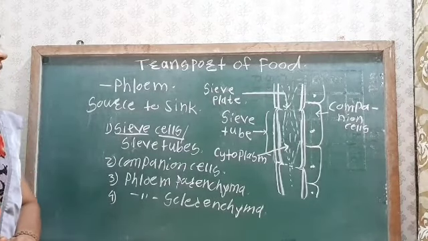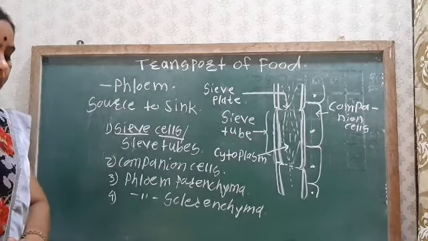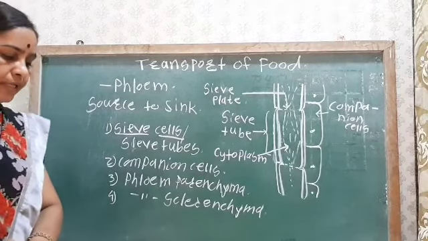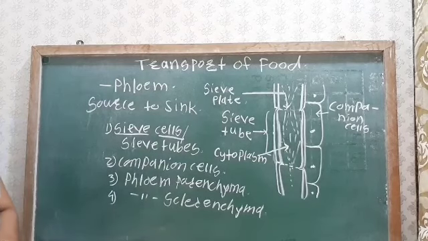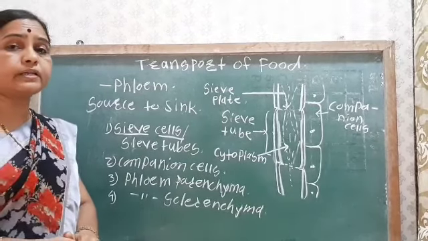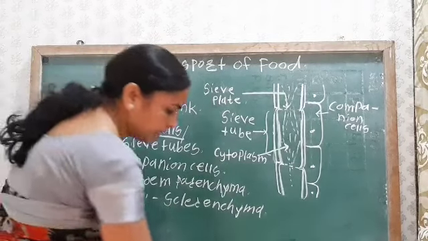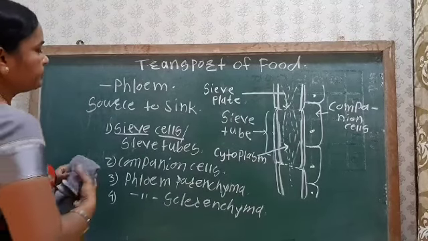First we see how the translocation of the food takes place. The translocation of food mainly takes place in two ways. There are two types of translocation: one is the longitudinal translocation, or vertical translocation, and another is the lateral translocation. So see, these are the types of translocation of the food.